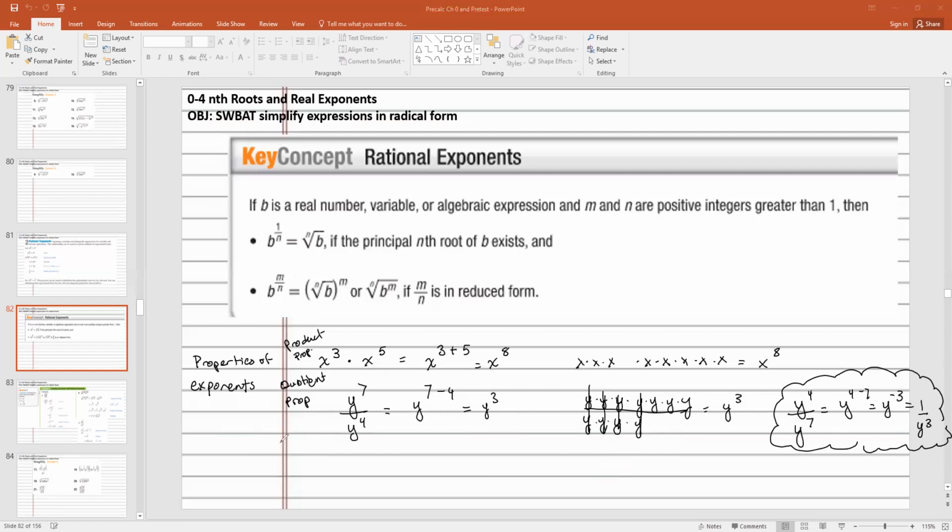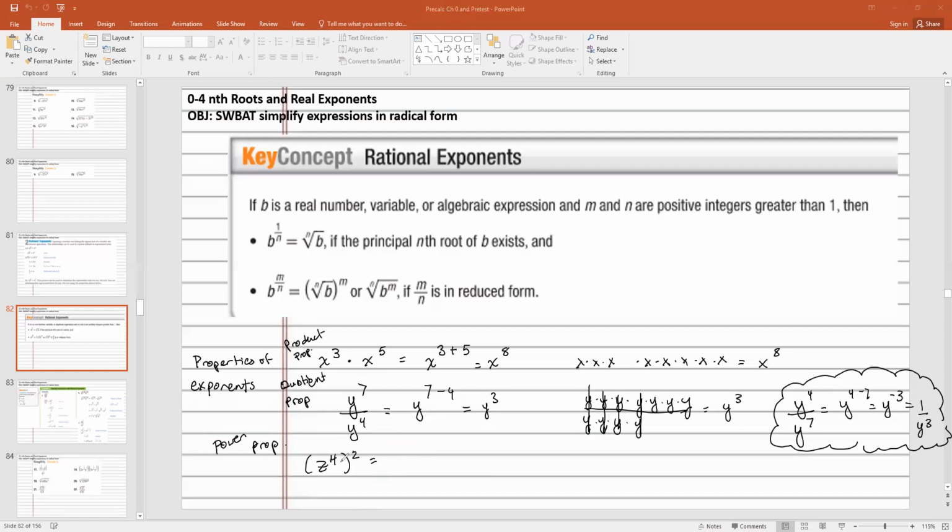And then we have the power property. So here we have z. Let's say z to the 4th to the 2nd power.